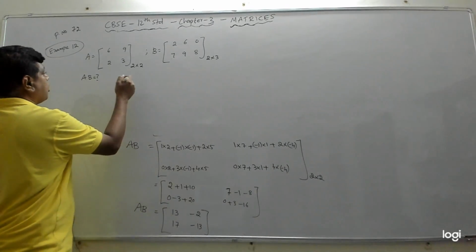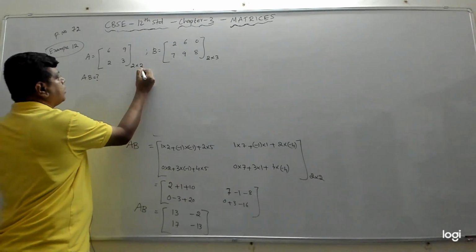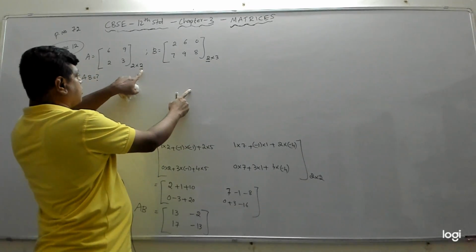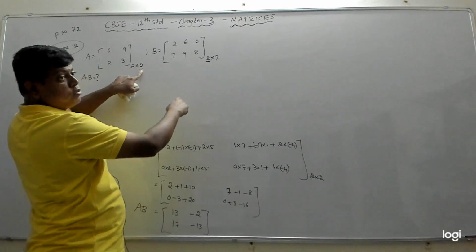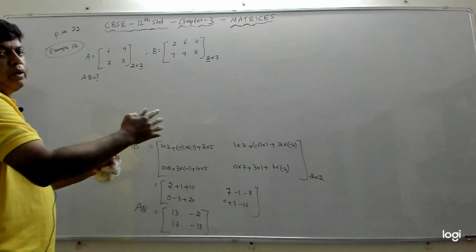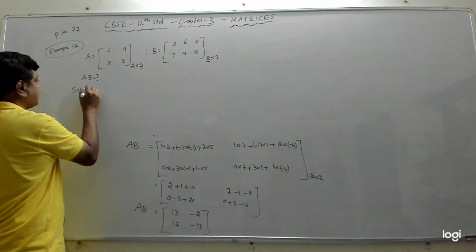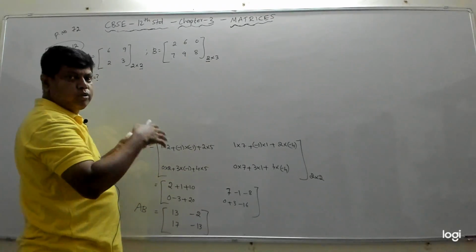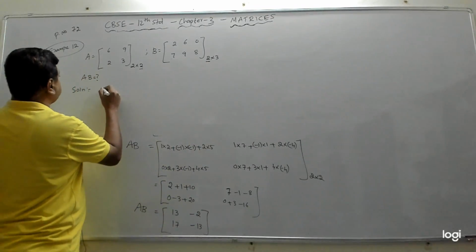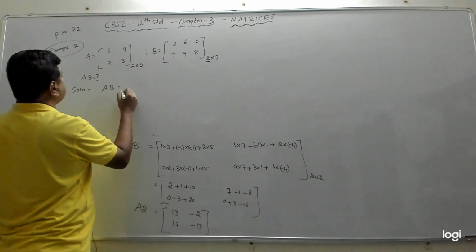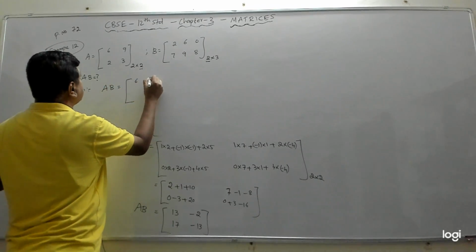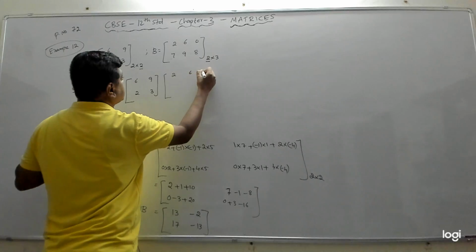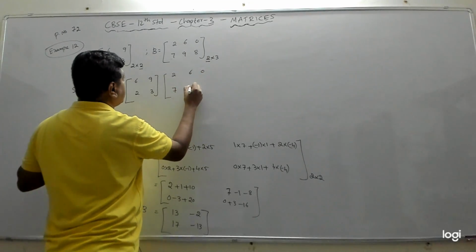Now the number of columns of A, which is 2, is equal to the number of rows of B. So these two are matching. The number of columns of A should be equal to the number of rows of B; only then we can do A into B. So we can perform the multiplication. What is A into B? AB is defined as 6, 9, 2, 3 into 2, 6, 0, 7, 9, 8.